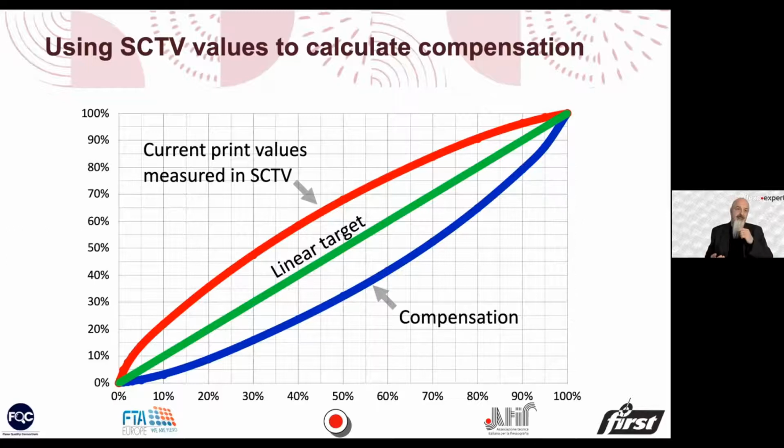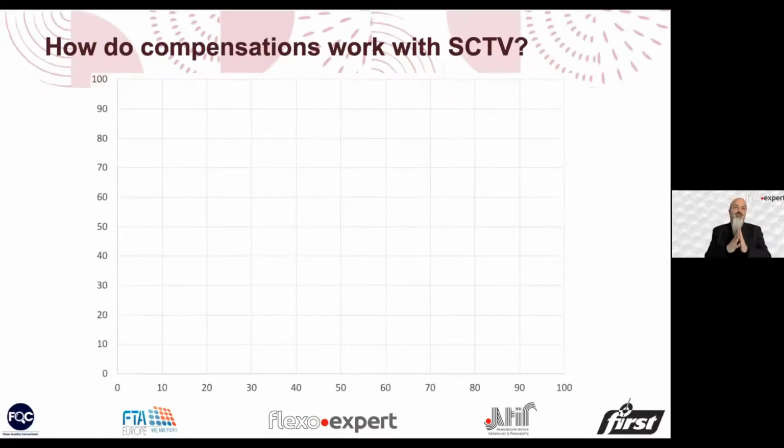But it is just easier because the reference target is linear, okay? It's not a curve, it is just a line. So we calculate a compensation to adjust plate values in order to match a linear target. I will show you some examples here. Do we need to change the compensation curves in our workflow?